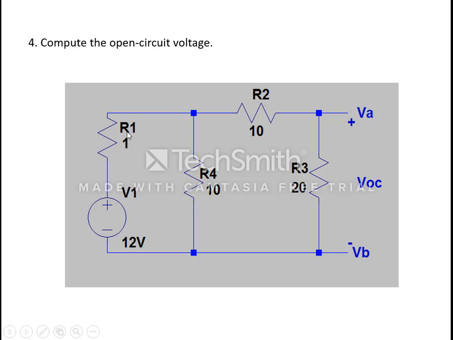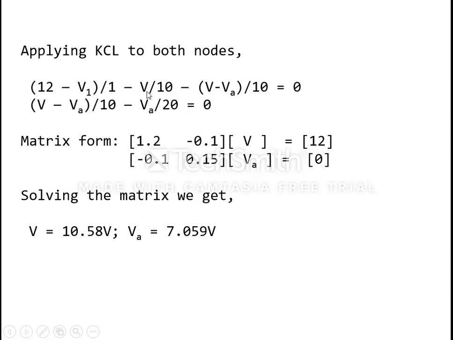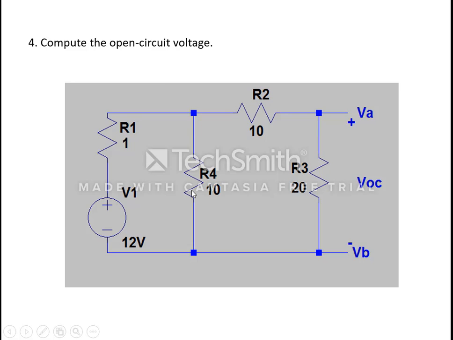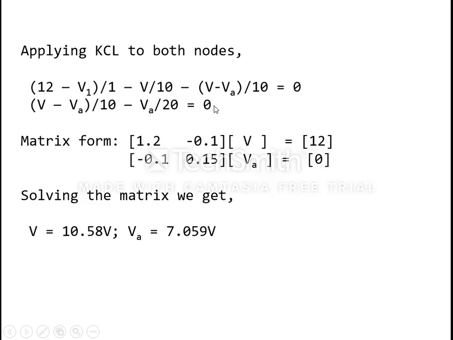12 minus V1 by R1 minus V by 10 minus V minus VA by 10 is equal to 0. And VA minus V minus VA by 10 minus VA by 20 is equal to 0. When you put these two equations in matrix form, you get 1.2, minus 0.1, minus 0.1, 0.5, times V and VA, equal to 12 and 0. Solving these two equations, you get V, it's quite simple.